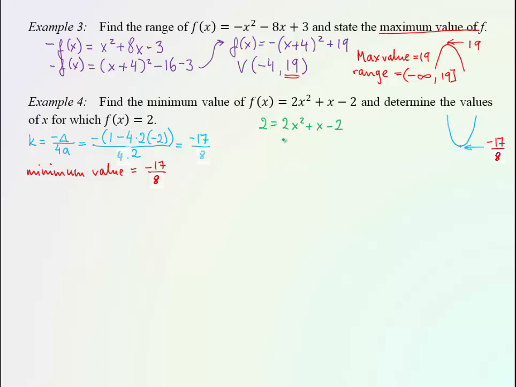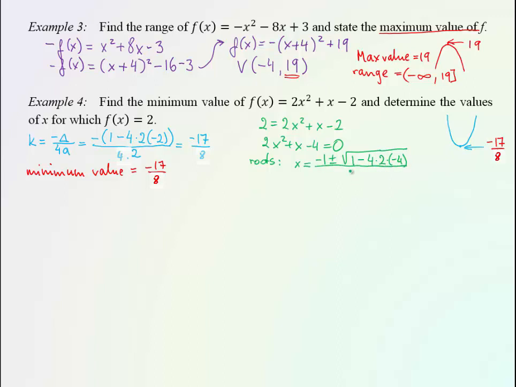So let's bring everything to one side. It will be 2x squared plus x minus 4 equals 0. And what we are looking for is the roots of such an equation. The roots can be calculated by using the quadratic formula, which is -b, -1, plus or minus square root of b squared, which is 1, minus 4, times a, which is 2, times c, which is -4.